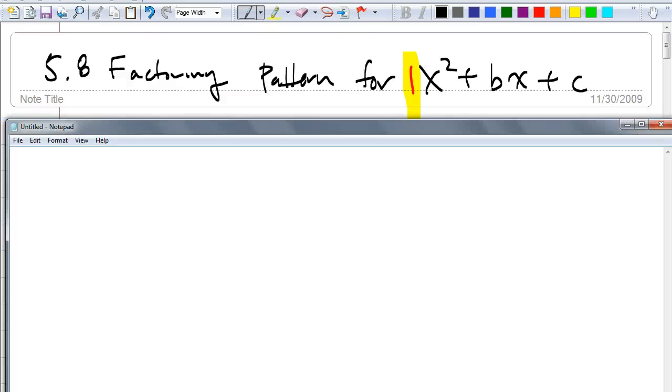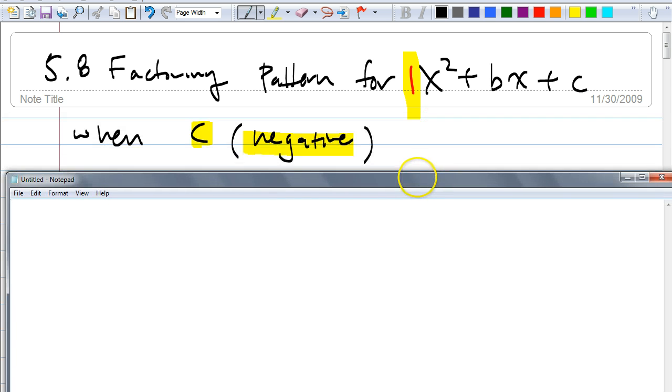So today we're going to be factoring pattern for, again, the leading coefficient is 1. Okay, 1x² plus bx plus c. And you may say, wait, that's the same thing as what we did last time. Is this the same as what we did last time? If it is like this, yeah, but now we're going to say c is negative.